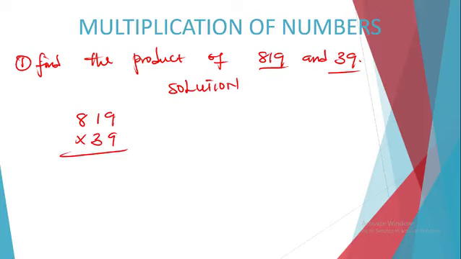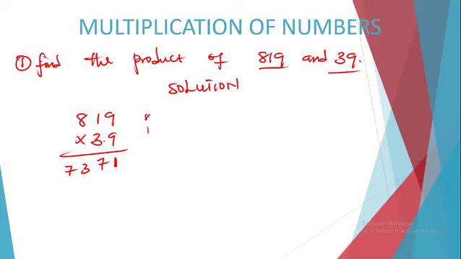Okay, let's start. 9 times 9 will give us 81, and we write 1 and carry 8. 9 times 1 will give us 9, plus 8, that will give us 17. You write 7 and carry 1. 9 times 8 will give us 72 plus our 1. That is what? 73. So we have 3, and here we have 7. We'll come over to 3.